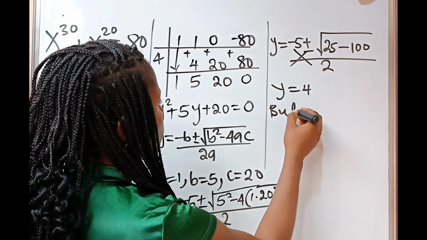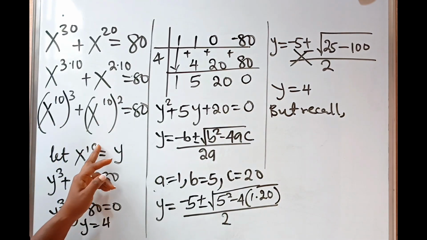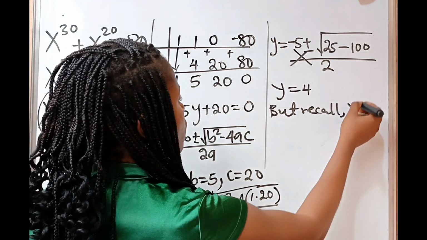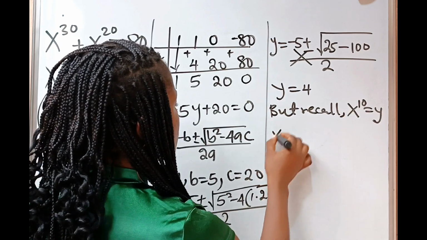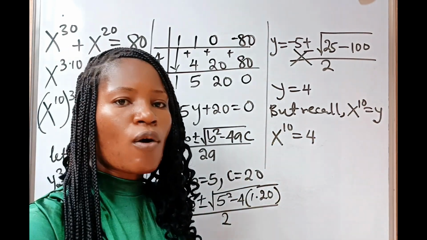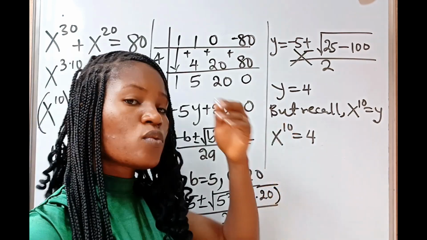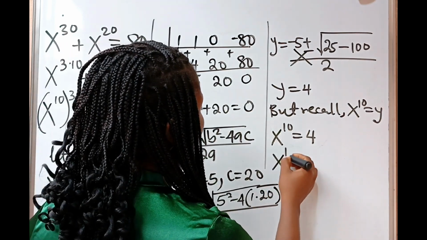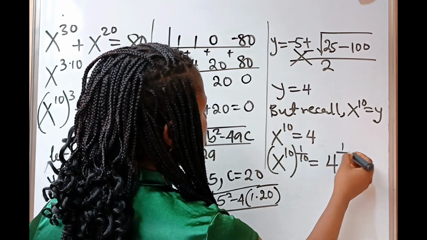But recall where we said x to the power of 10 is equal to y. So we are going to write x to the power of 10 is equal to 4. Now to get the value of x, we are going to raise each side of this equation to the inverse of 10, which is 1 over 10. Recall we are going to prove that the answer we got is right.